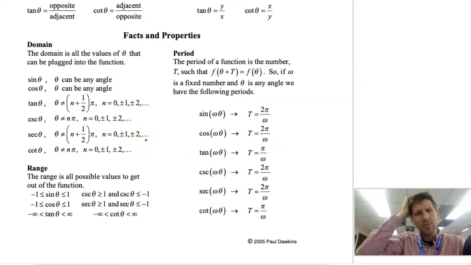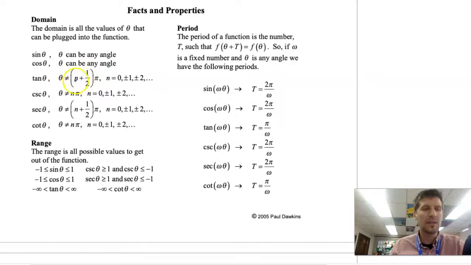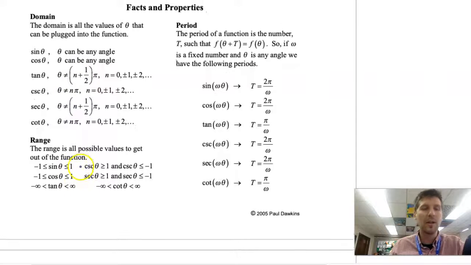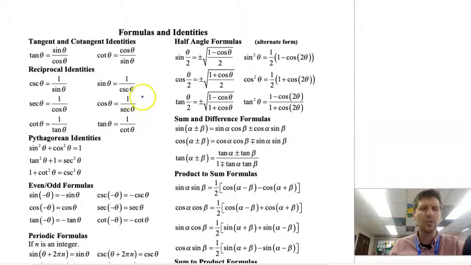This gets a little bit more specific into this idea of the domain. What are the possibilities for sine and cosine? It can be any angle. However, there are limitations for the reciprocals of those, or tangent or cotangent. Basically, think about what's in the denominator. That can't be 0.